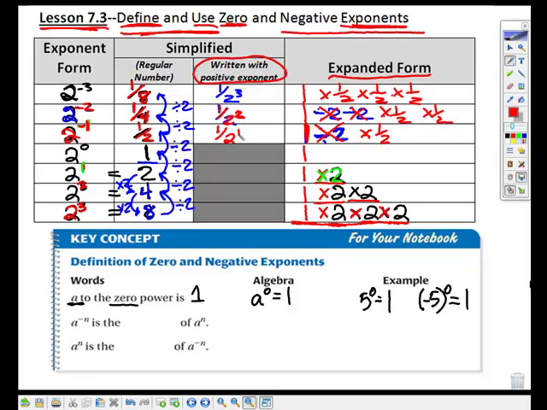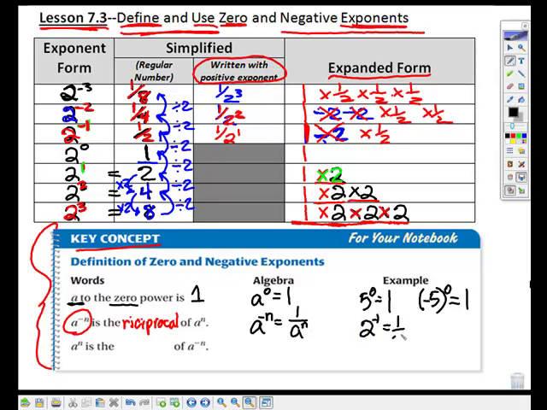So if we drop down to the box down here for our key concept area, if you have a to a negative power, it will be the reciprocal of a to a positive n power, which means that in writing this in algebra using a variable such as a, a to a negative nth power will equal 1/a to a positive nth power. If we come over here and write that with numbers, if we had 2 to a negative 1 power, it will be equal to 1/2 to a positive 1 power, which equals 2.